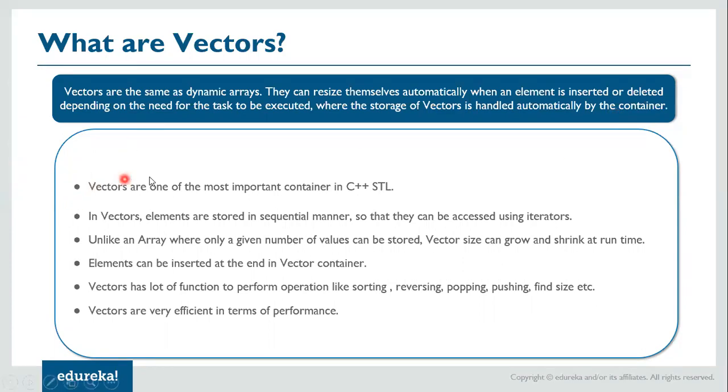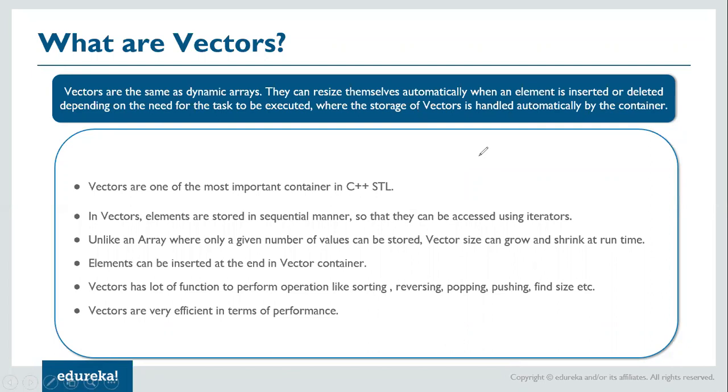So let us look at some important points of vectors. Vectors are the most important container in the C++ standard template library. So basically it is one of the most important containers that are available in the C++ standard template library. Now in vectors, elements are stored in a sequential manner. So they can be accessed using iterators.